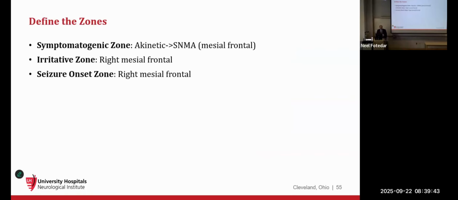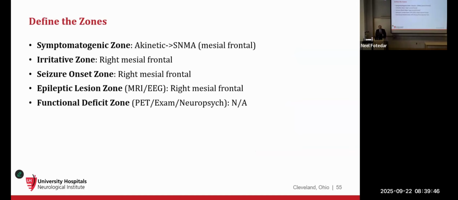Irritative zone is right mesial frontal. Seizure onset zone is right mesial frontal. Epileptic lesion zone is right mesial frontal. Her PET scan was negative. She had no deficits on exam. Her neuropsych was okay as well. So the functional deficit zone is not defined. However, all of the data point to one area.